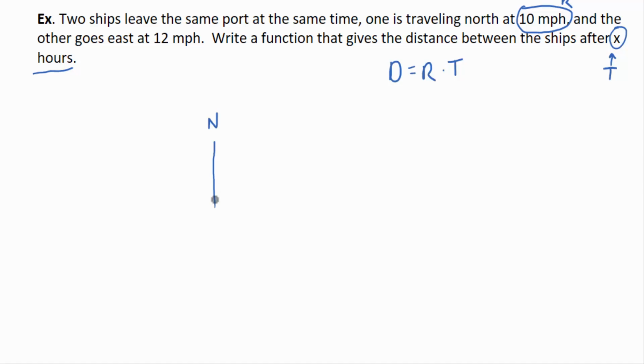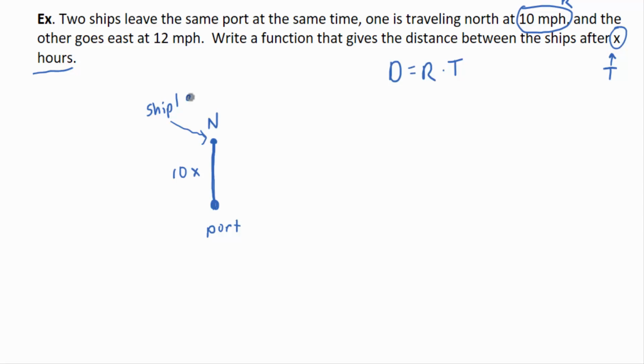So what I'm drawing here is one leg of a right triangle. So if this is the port, then the length of this leg just represents the distance traveled in x hours. And so that's going to be 10 times x. So that's how I'm going to label it. Distance equals rate times time. Does that make sense? Okay. Now I'm going to do the same thing. So this is the position of ship 1 after x hours.